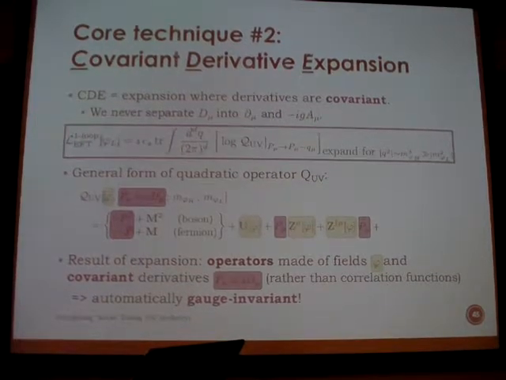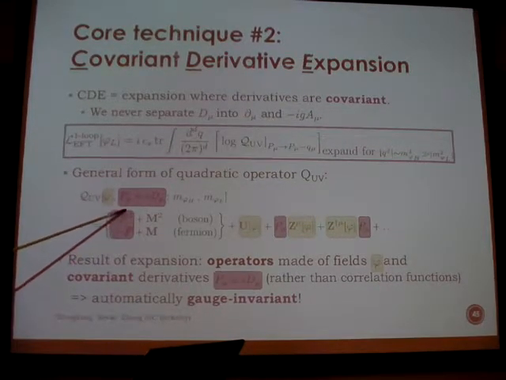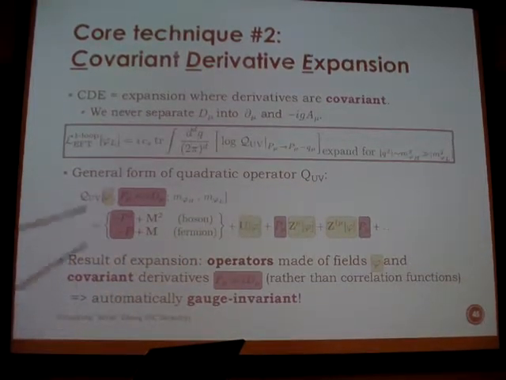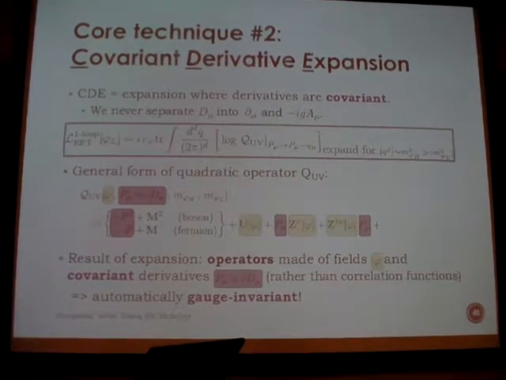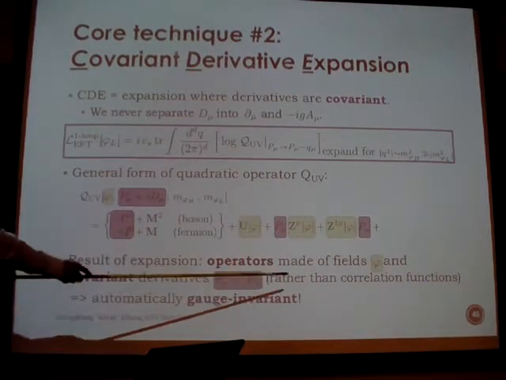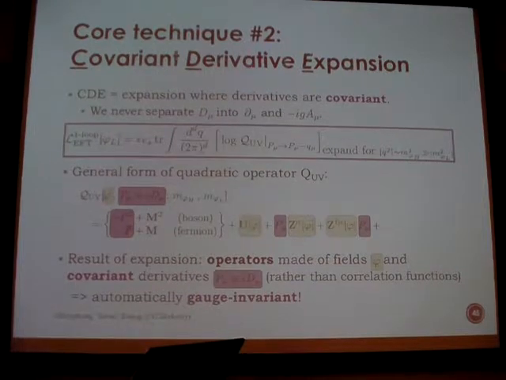And also it's worth emphasizing that this quadratic operator is really a function of the covariant derivatives and the fields. So in the end of this calculation, we should still have some objects that are made of covariant derivatives and fields. And what are these? These can only be gauge invariant operators. And it is in this way that we have avoided the calculation of correlation functions and arrive at gauge invariant operators directly from the UV theory Lagrangian.